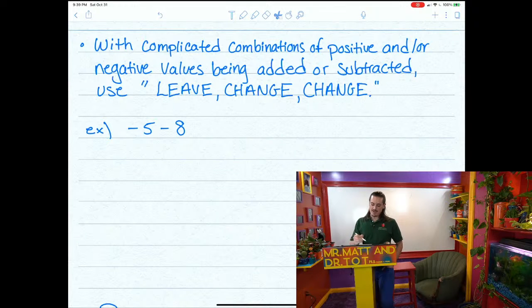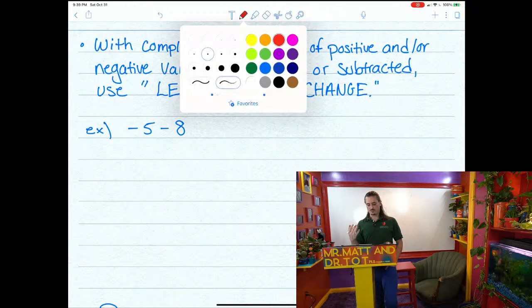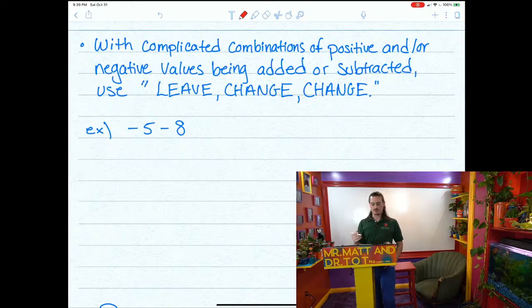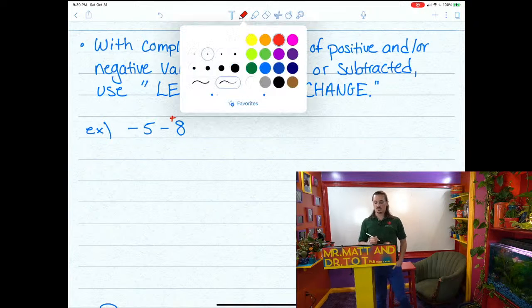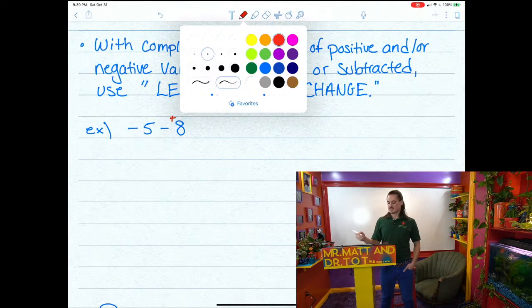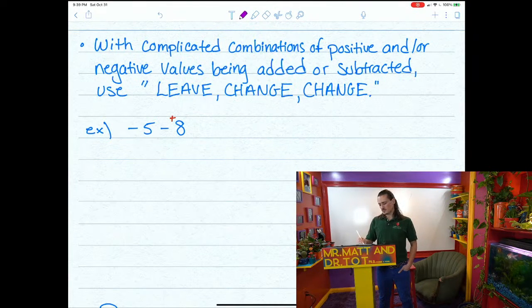That might be a little bit strange to wrap your mind around or difficult to mentally process. So we're going to use leave, change, change. Leave the first sign alone, change the operator, change the sign of the second number. Notice that negative 5 plus a negative 8 is a lot easier to think about than negative 5 minus a positive 8, at least for me.